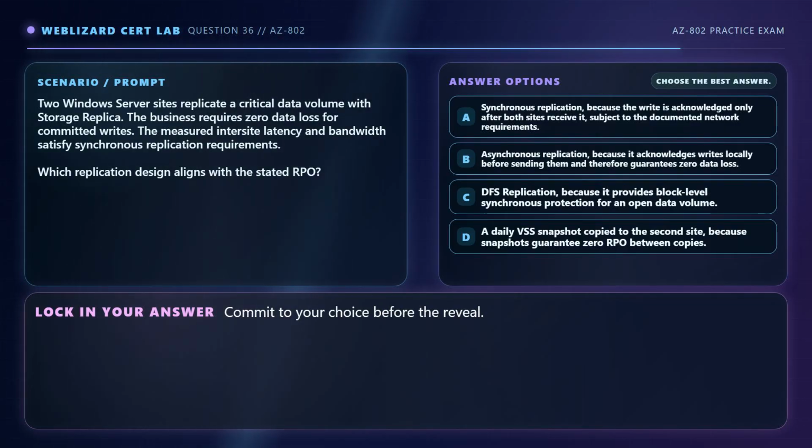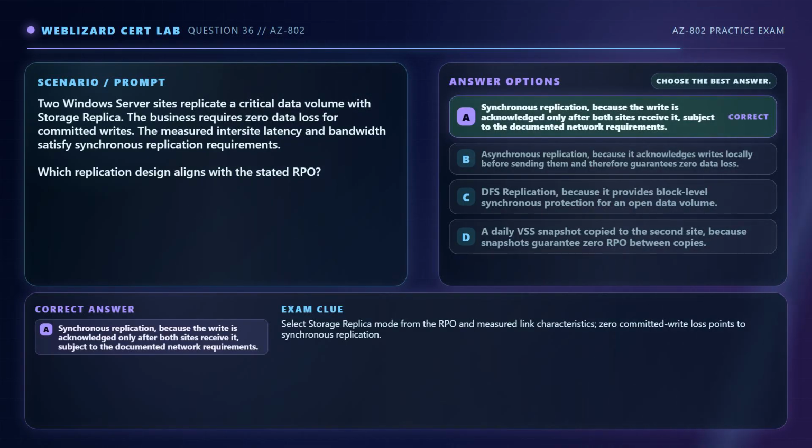Option A: synchronous replication, because the write is acknowledged only after both sites receive it, subject to the documented network requirements. Option B: asynchronous replication, because it acknowledges writes locally before sending them and therefore guarantees zero data loss. Option C: DFS Replication, because it provides block-level synchronous protection for an open data volume. Option D: a daily VSS snapshot copied to the second site, because snapshots guarantee zero RPO between copies.